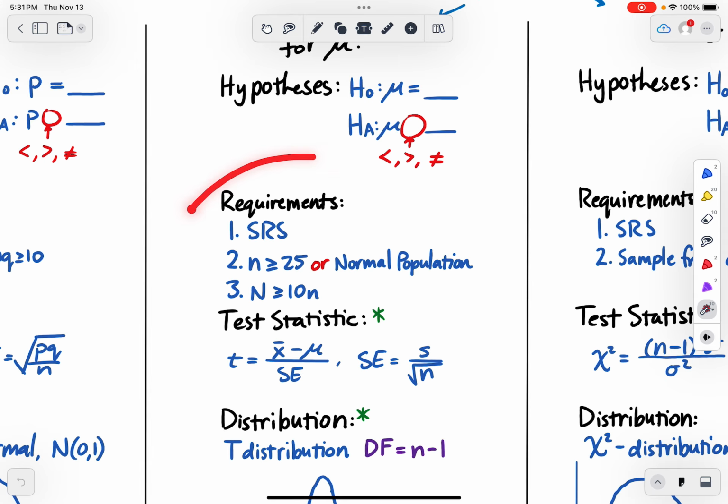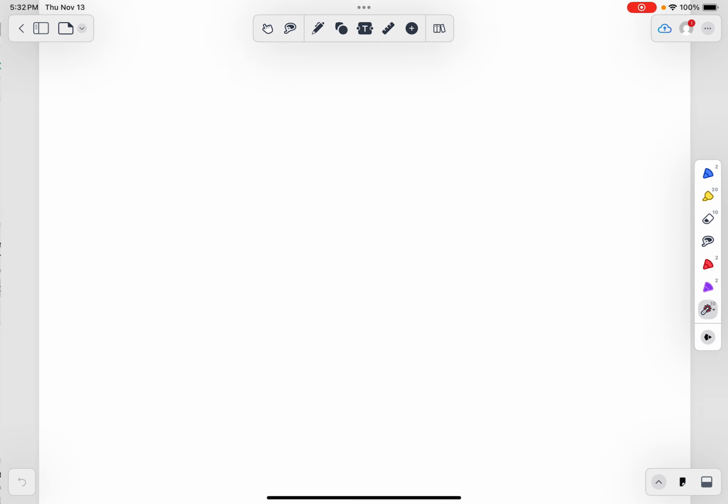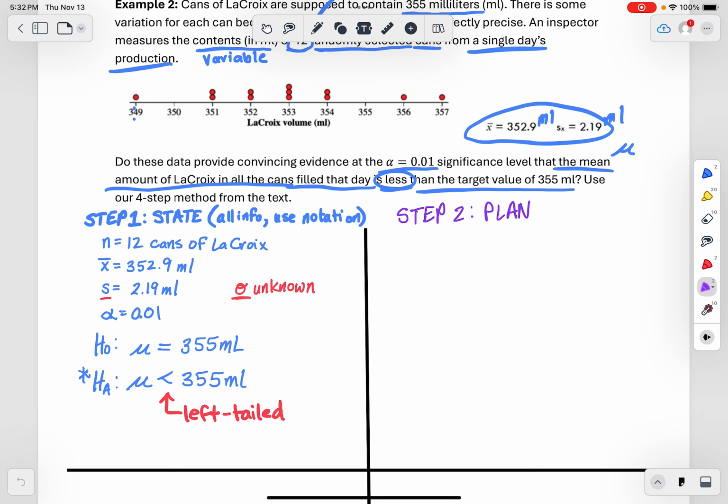I've got to make sure I check the central limit theorem. So we've got to see, can we use the central limit theorem? And so I'm going to use the central limit theorem to find the distribution of the x bars.